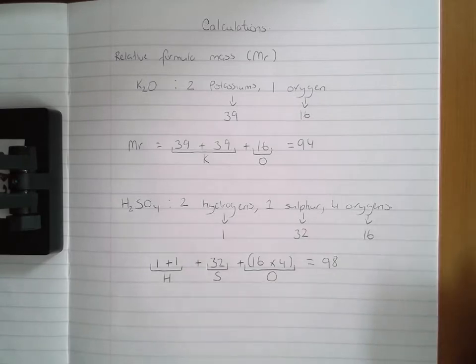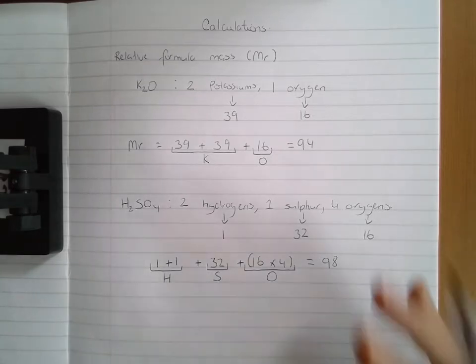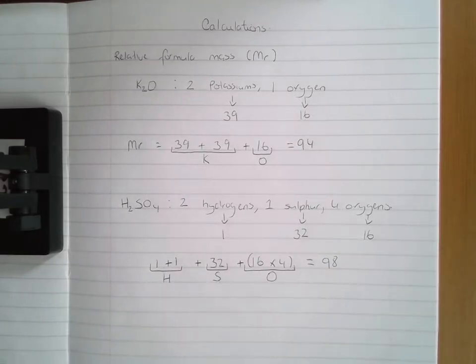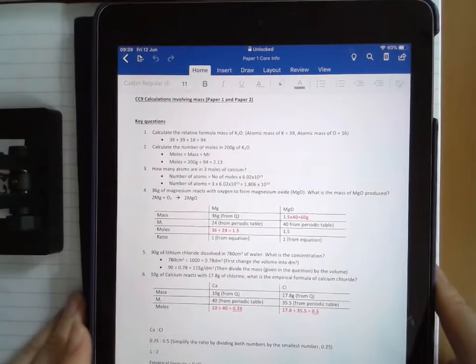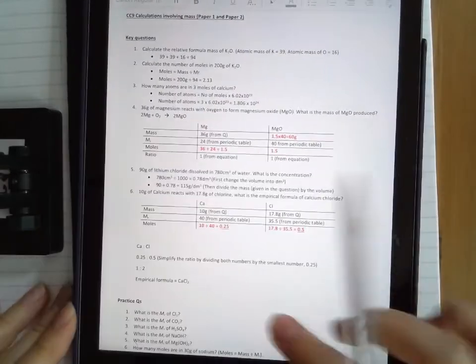That's relative formula mass. It's really important you can calculate it. If you can't, you're not going to be able to use the moles formula. If you struggle with formula mass and think you need more practice, then there is another video that I can direct you to, one of my year 9 videos. But have a go at just these questions.